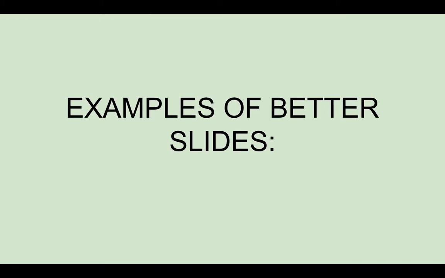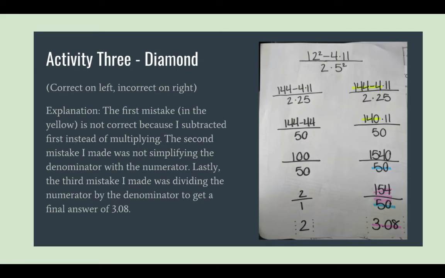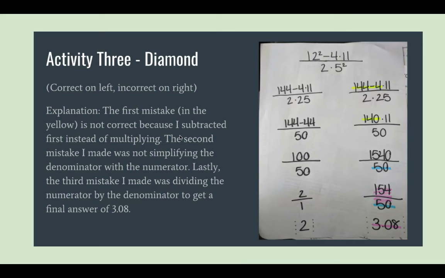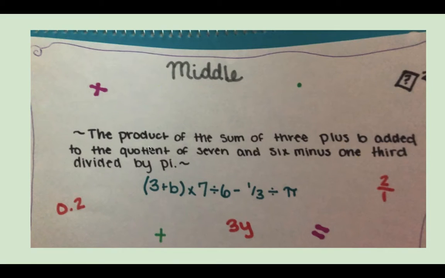Here's some examples of better slides for you. This slide is significantly better because notice how they took a picture. It's close up, I can see it. It's very clear where their left and right columns are. And they have an explanation typed over here to the left. So they only took a picture of the part that was difficult for them to type, and then they typed the rest over here to the left. The only thing that I would change is instead of making this one giant paragraph, maybe breaking it down into bullet points or something like that.